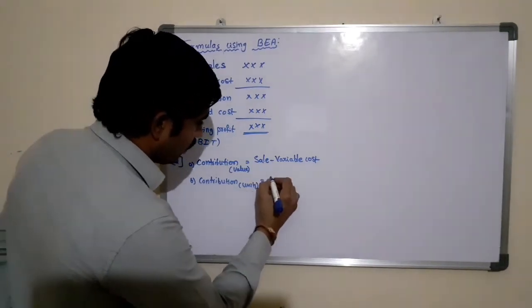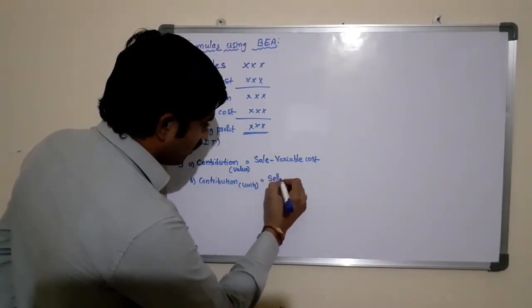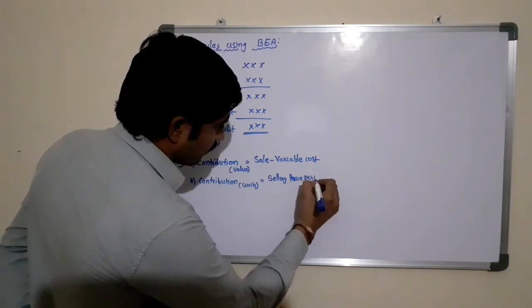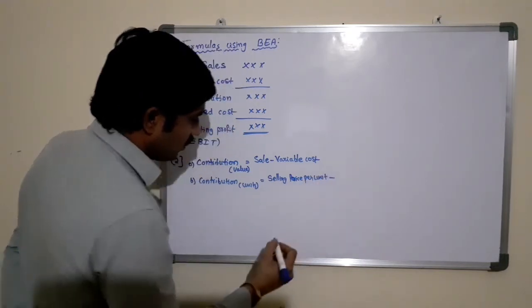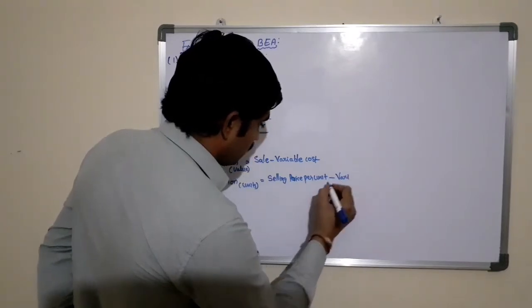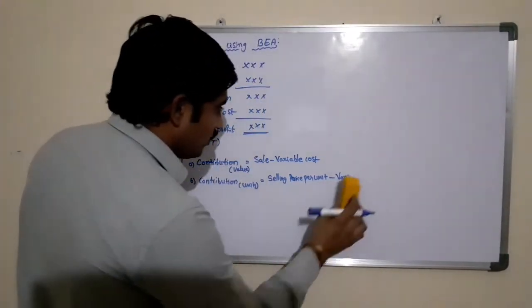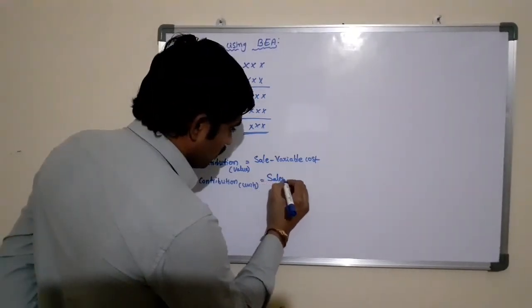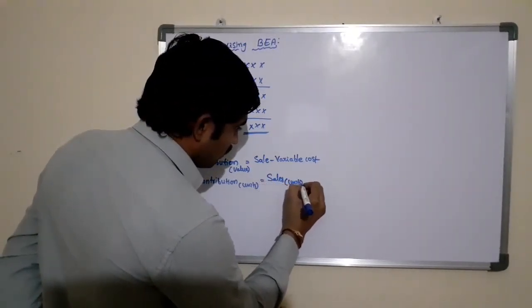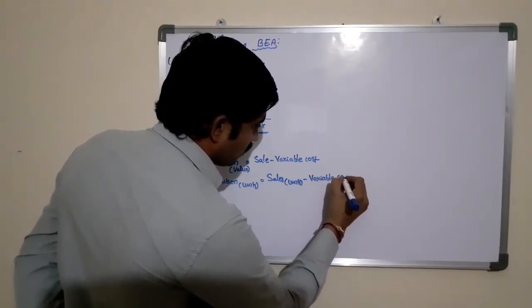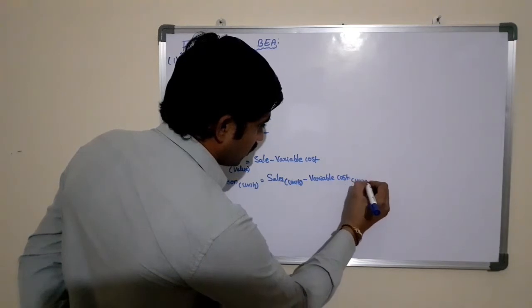In terms of units, selling price per unit minus variable cost, or contribution in units. Let us see here. Sales units minus variable cost in units.